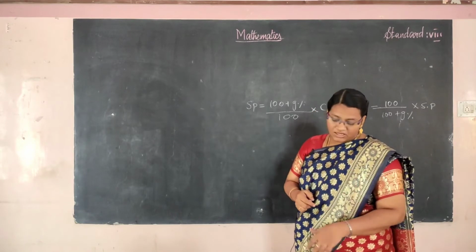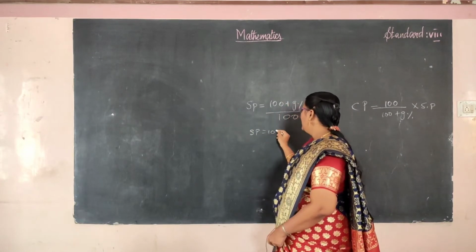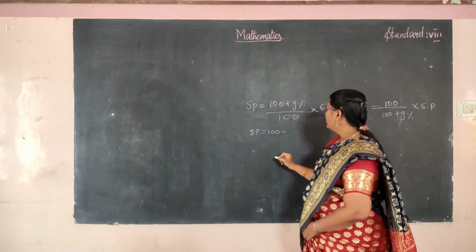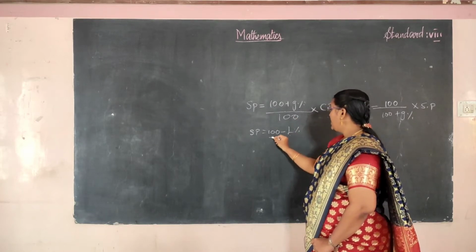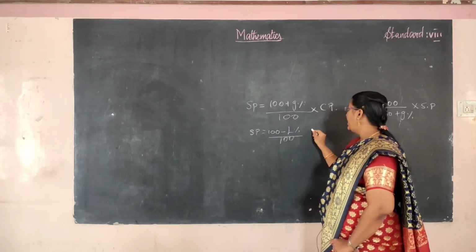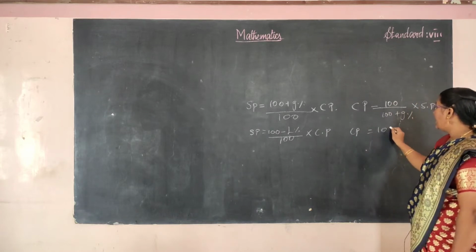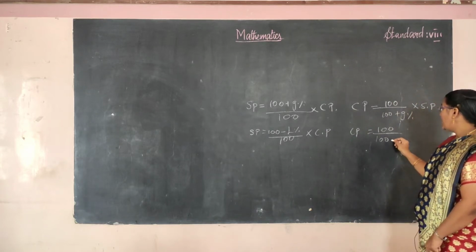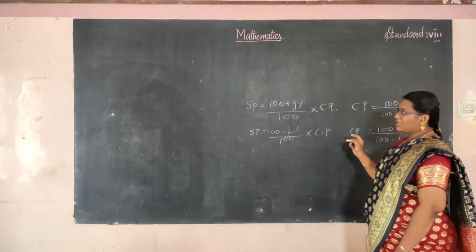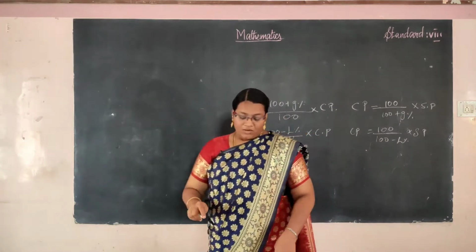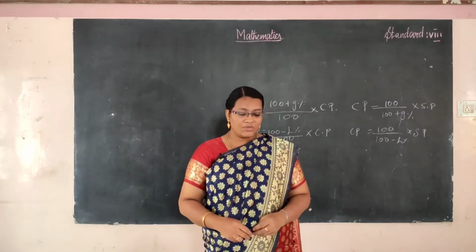And then the loss percentage. When the loss percentage is given, what do we do? The selling price is equal to, in place of plus we use minus, instead of gain we use loss percentage: SP is equal to (100 minus loss percentage) by 100 into CP. Here CP is equal to 100 by (100 minus loss percentage) into SP. These are all very important formulas. We have already learned them in the previous class. I hope you all understood this concept.